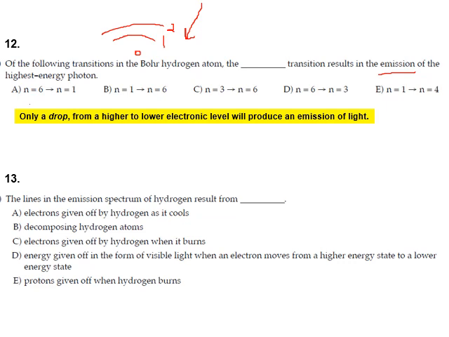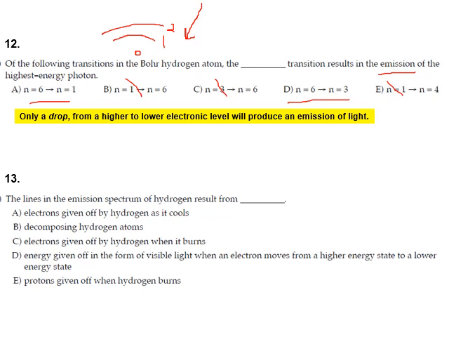So A could be right. B couldn't be right because it's going in the wrong direction. So is C. And so is E, it looks like, yeah. So that already eliminated 3 of them. So it either has to be what, A or D, right? It has to either be 6 to 1 or 6 to 3.